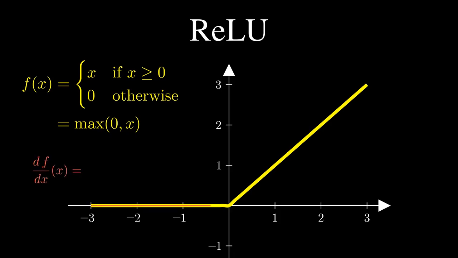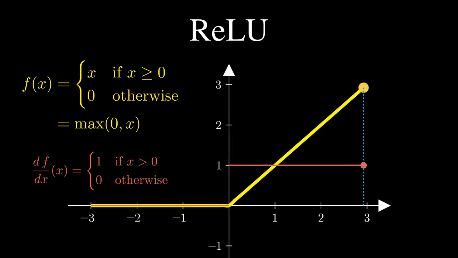The derivative of ReLU is also very simple, and it is shown in the red graph. As you can see, this derivative function has two disconnected regions. When x is negative, the derivative or the slope of ReLU is 0. And when x is positive, the slope is 1. And note that it is not differentiable at the origin, or x equals 0.